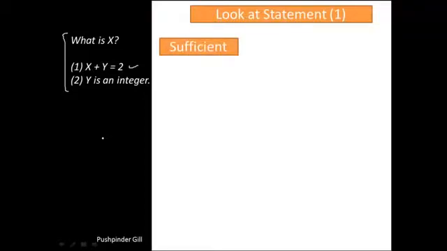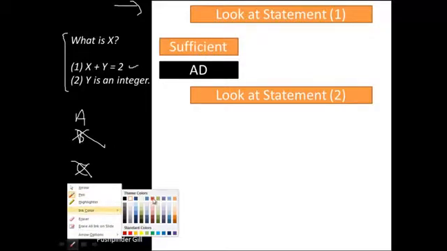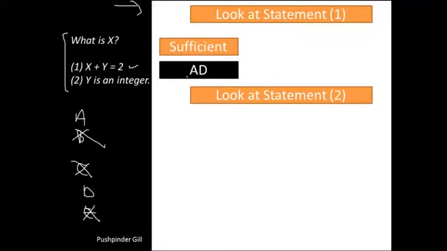Let's talk about being sufficient. Let's suppose statement 1 is sufficient. Then you look at statement 2. Now if you've looked at statement 1 and it is sufficient, can you tell me what all answer choices are eliminated or disproven? See, if statement 1 alone is sufficient, E can't be the answer, C can't be the answer, and B can't be the answer. That means your answer is going to lie between A and D.